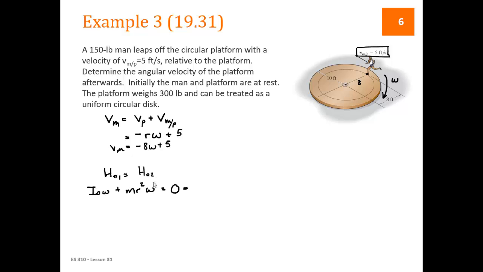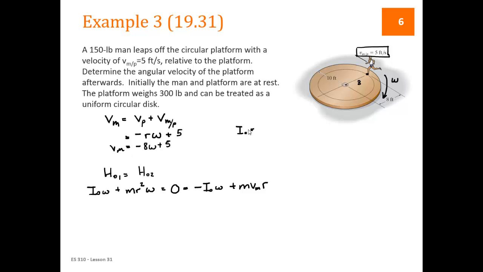H2 has the angular momentum of the platform, which in our case is negative because omega is negative. We get negative I naught omega. And then we have the angular momentum of the linearly moving particle, right? It's no longer moving in a circle, and so its angular momentum is mv, which is its linear momentum, times r.